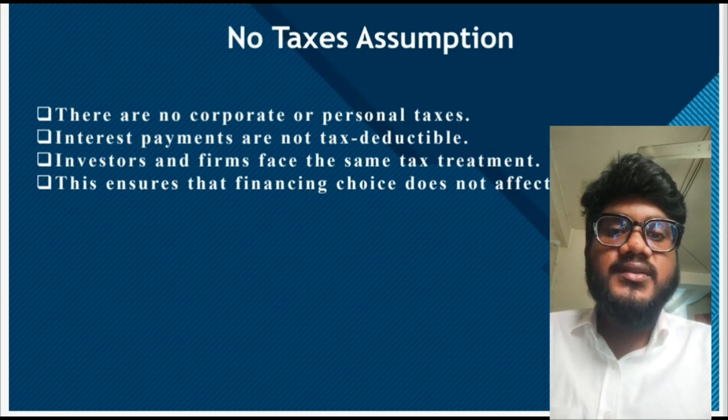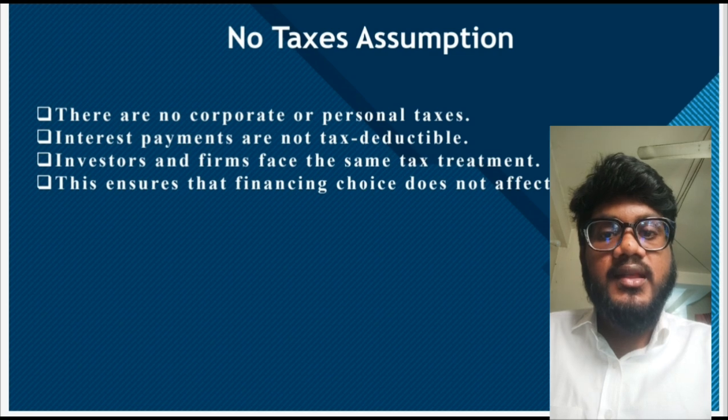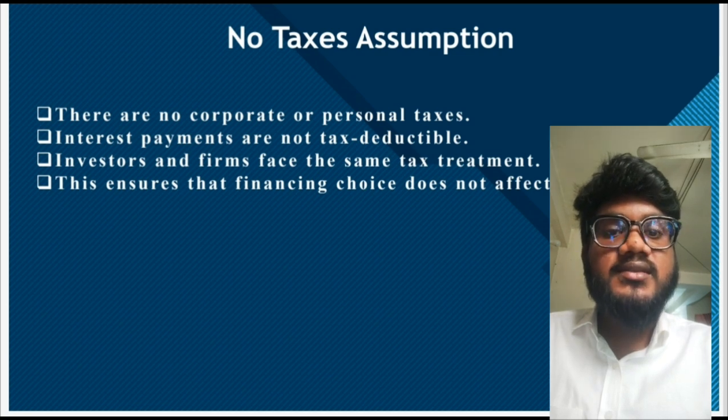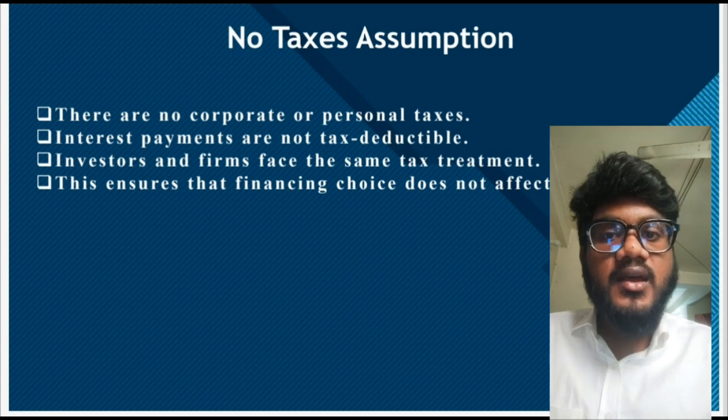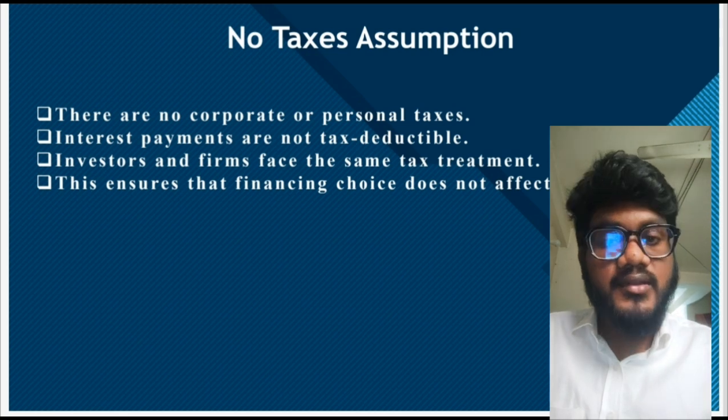In reality, companies often use debt because interest payments reduce taxable income and create a tax shield. But in theory, without taxes, this advantage does not exist. Therefore, the financing decision between debt and equity has no impact on the total firm value.